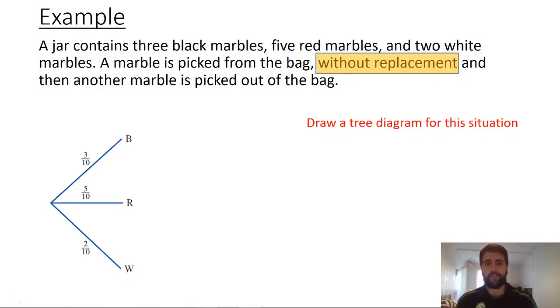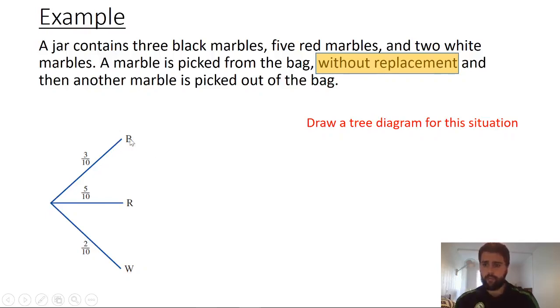So instead of having 10 marbles in the bag on the second draw, we're only going to have 9 marbles. So instead of our probabilities being over 10 as a fraction, they're all going to be over 9 because there's only 9 possibilities now.